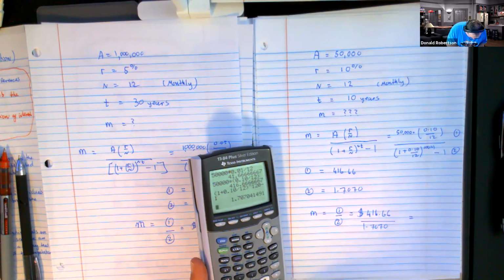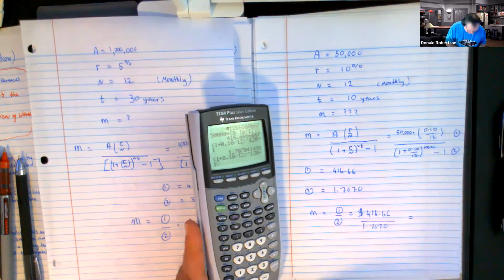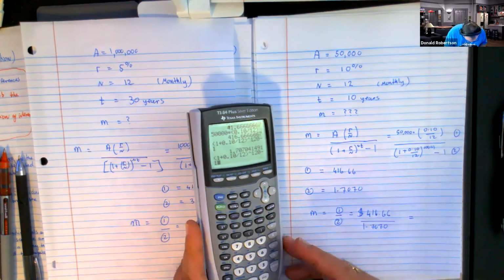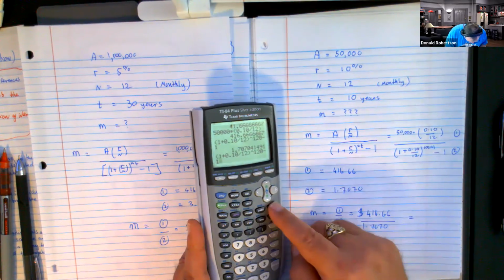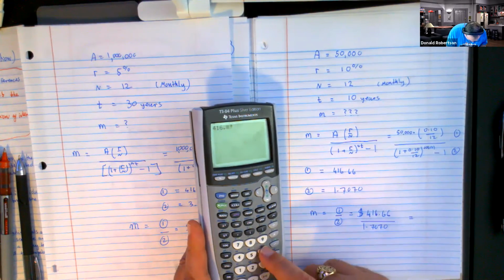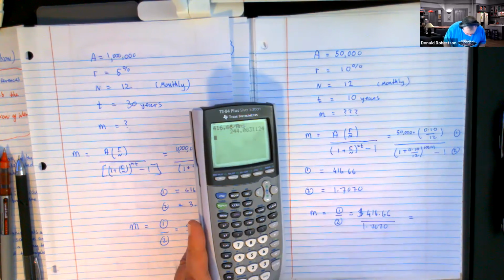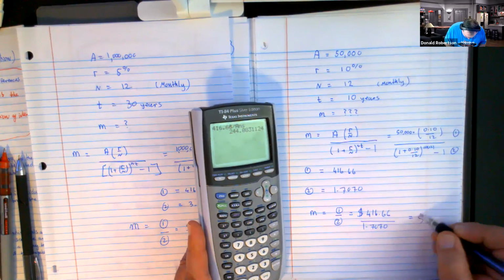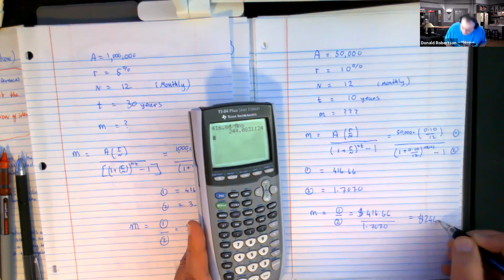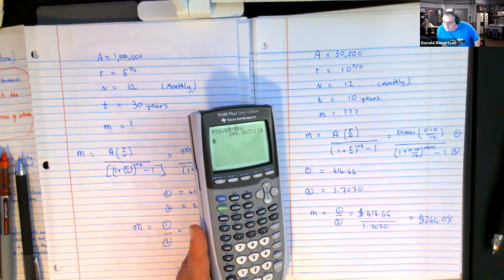So it's going to be 416.66, lots of 6s, divided by the blue button answer, which is the result. And I get $244.08, barring some rounding off. Does that look good, Tara? Was that what you said?